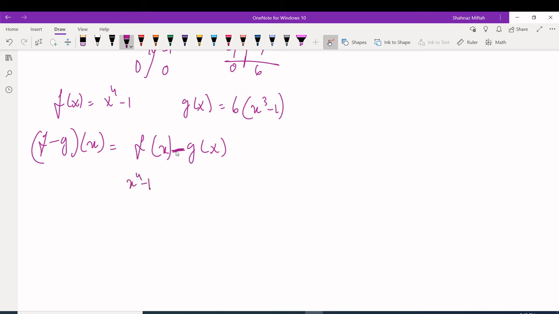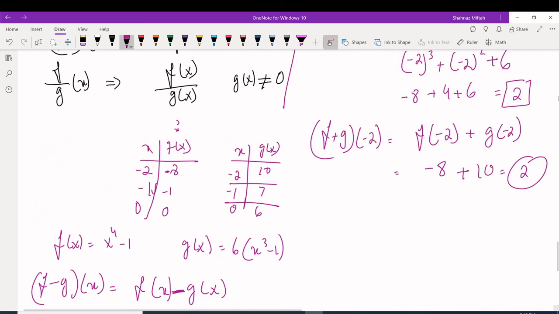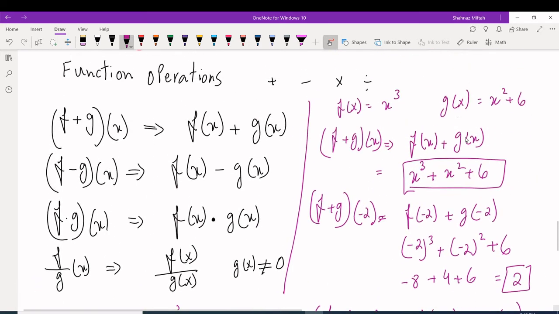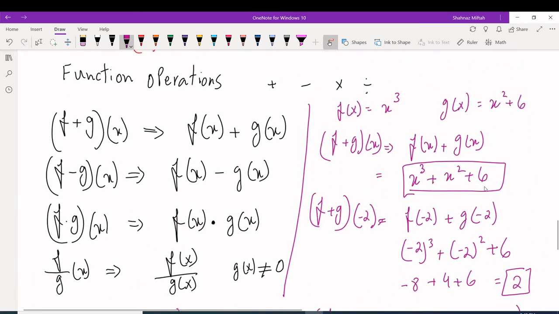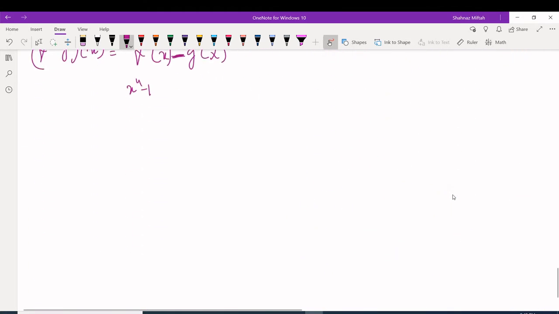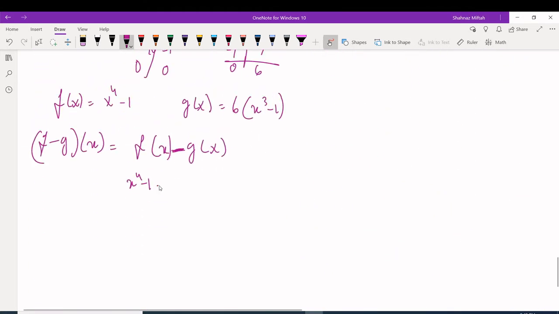Now for the minus, did you guys pay attention? For the positive, I wasn't that concerned that I have to put the parentheses around this g of x function. I didn't do it because it doesn't change anything. But with minus it's really important that you put the sign and you make a parentheses. Then I have 6x cubed minus 6. I already distributed that. So this is what I got.